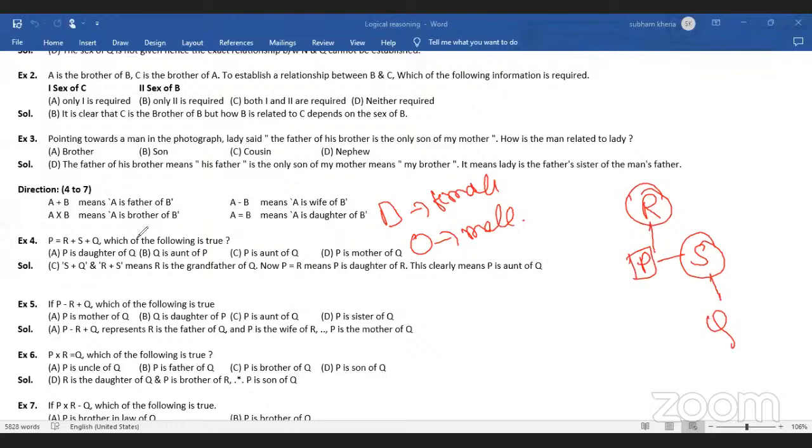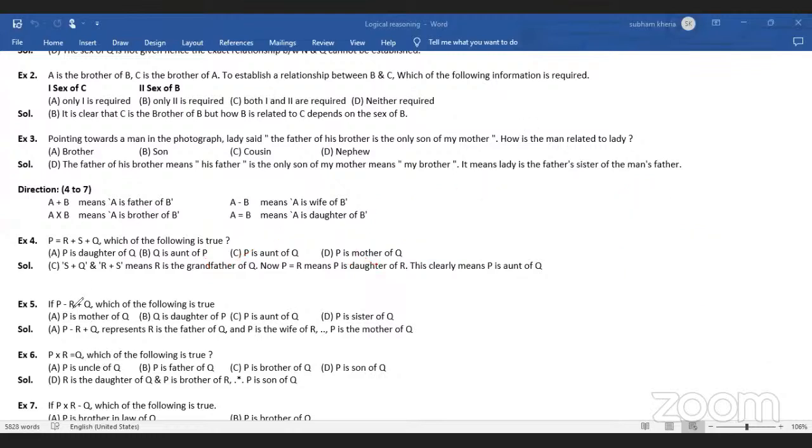Now what is it saying? P is the daughter of Q. Not possible. If P were the daughter of Q, P should have been down and Q should have been up. Not possible. Q is the aunt of P. Again not possible. Aunt means the upper generation. Q cannot be the aunt because Q is at the downward position. P is the aunt of Q. P is female, and yes, P is the aunt of Q. C is true. P is the mother of Q. Not possible because P and S are brothers and sisters. So easy, right? Read this one.